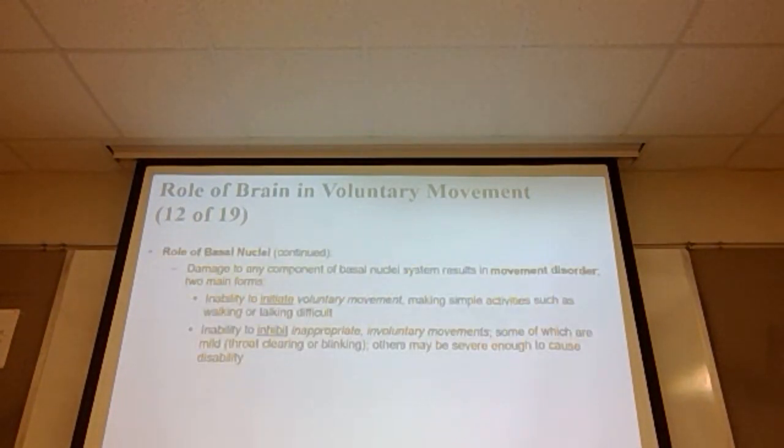Damage to any component of the basal nuclei system results in a movement disorder. The inability to initiate voluntary movement is one of those forms, and this makes simple activities such as walking or talking very difficult. Another is the inability to inhibit inappropriate involuntary movements, some of which are mild, such as throat clearing or blinking. Others may be severe enough to cause disability. Think of Tourette's syndrome, where people will have jerking sensations. Oftentimes, they will blurt out words that are completely inappropriate.